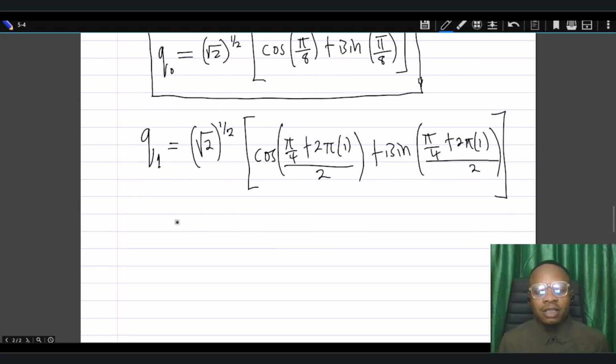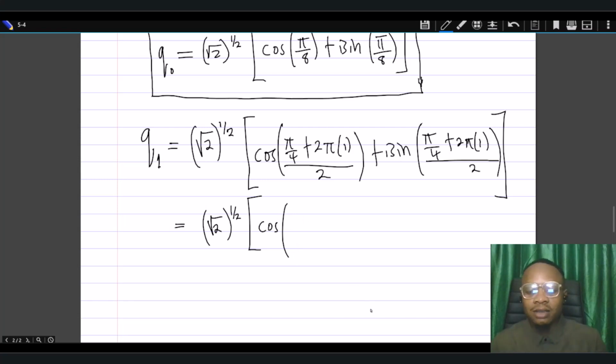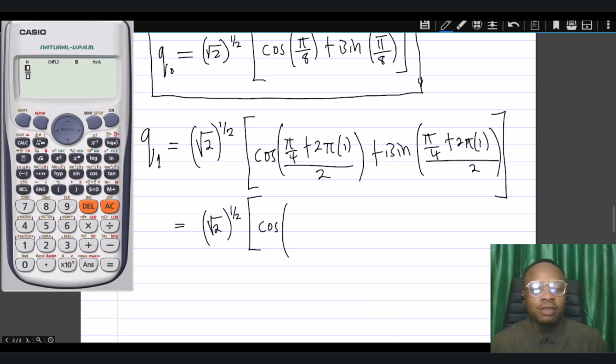So let's see what the modulus will give us. The modulus of this remains 1 over 2, and this remains root 2 to the power of 1 over 2. Let's see what the argument will give us. So let's tidy this up with our calculator and get the result directly. We have this to be pi over 4, plus 2 pi, and everything here is divided by 2. So let's see what this gives us. This gives us 9 pi over 8.